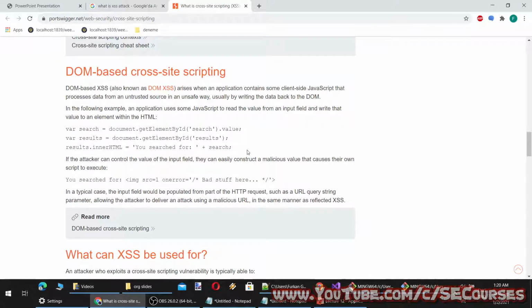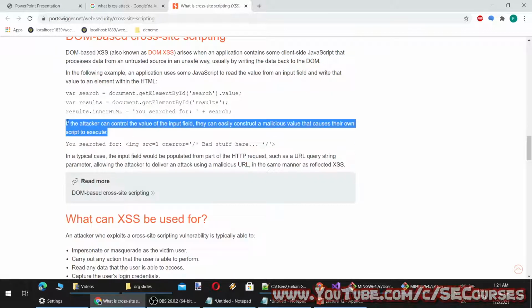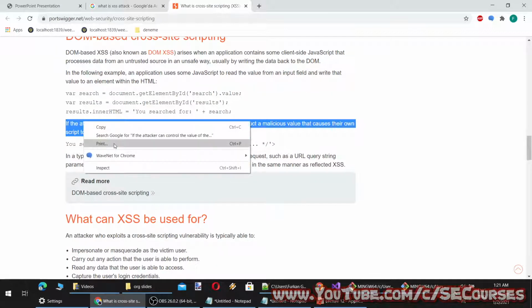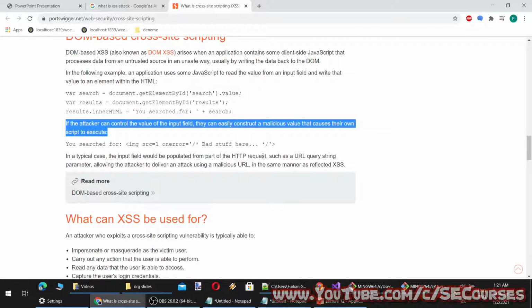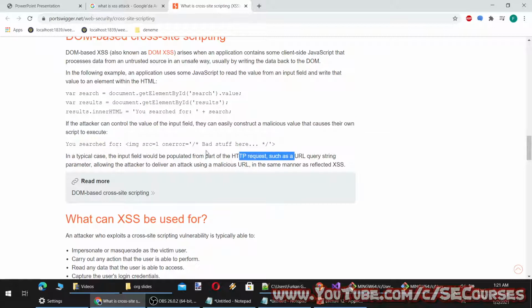Something like this. You see here, it gets the search element on the DOM with its ID, search. Then it gets results by the results ID. Then it changes this results element's inner HTML with the value taken from search. If the attacker can control the value of the input field, they can easily construct a malicious value that causes their own script to execute.